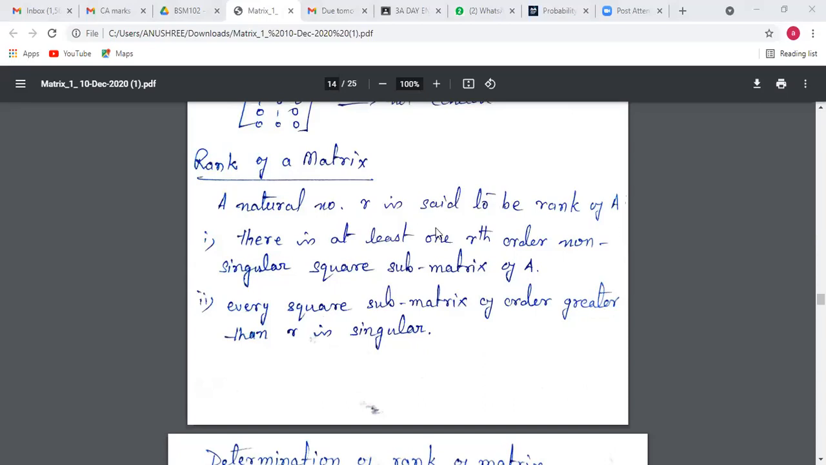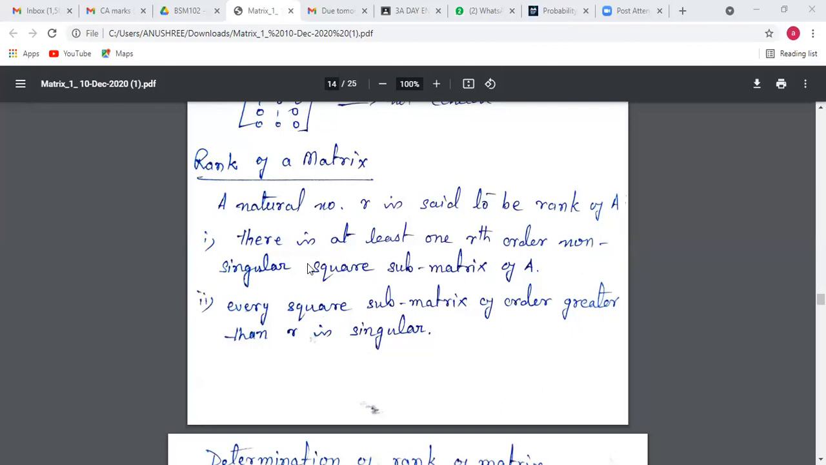Clear? That means rank is nothing but a natural number R for which I will get at least one rth order non-singular submatrix from A, and every submatrix of order greater than R will be singular. That means the determinant of every such matrix will be equal to 0. Clear? Okay, so let us take an example.